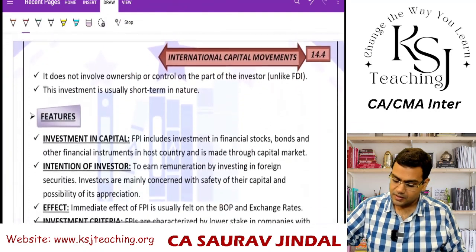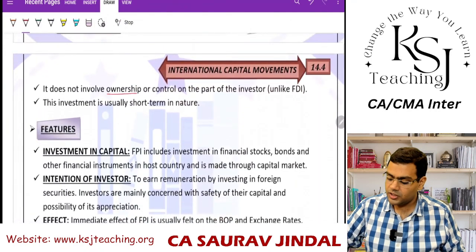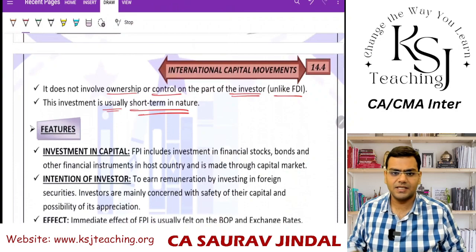Clear? So it does not involve the ownership or the control on the part of investor. Unlike the FDI, this investment is usually short term. This can be short term. Now Mr. X can withdraw anytime.